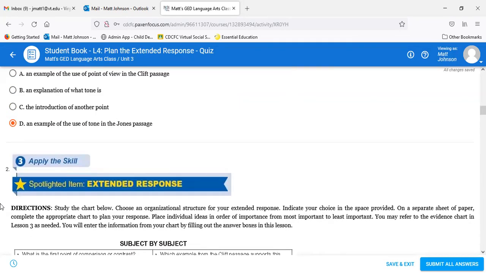It says on a separate sheet of paper, complete the appropriate chart to plan your response. Place individual ideas in order of importance from most important to least important. You may refer to the evidence chart in lesson 3 as needed. You will enter the information from your chart by filling out the answer boxes in this lesson. What they're talking about there from lesson 3, I have that on Google Classroom too, if you need to refer back to that.